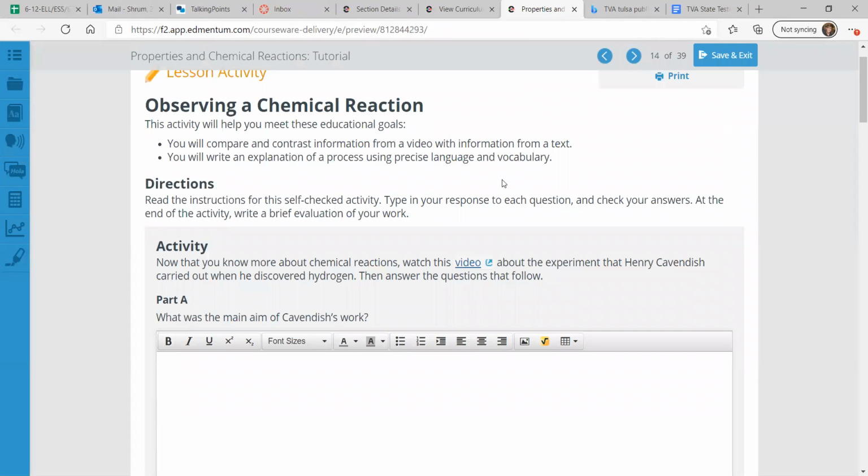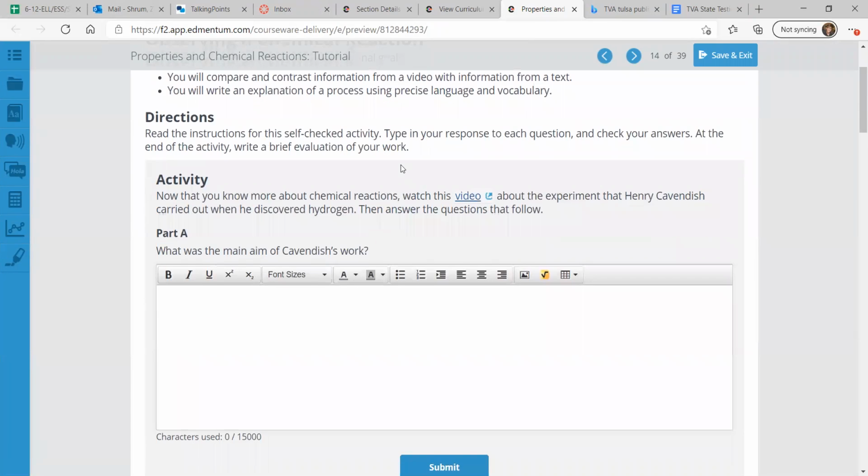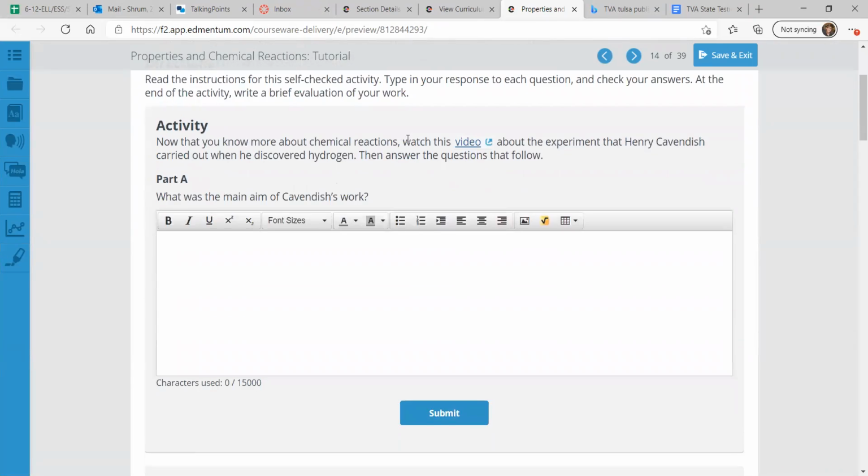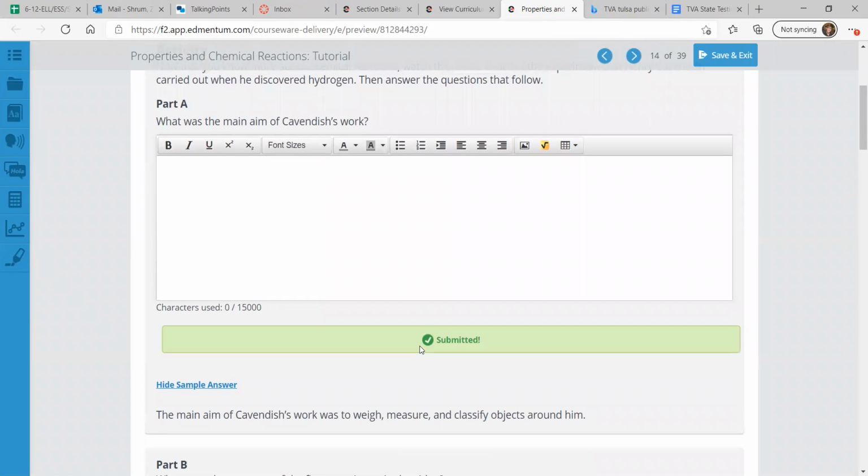Oops, just kidding. All right, so what was the main aim of Cavendish's work? Well, he wanted to work on figuring out the weight and measurements and classification of objects around him. That's all he wanted to do, was weigh, measure, and classify things around him.